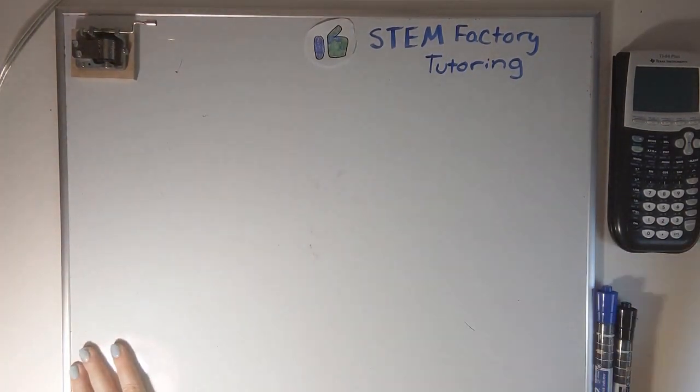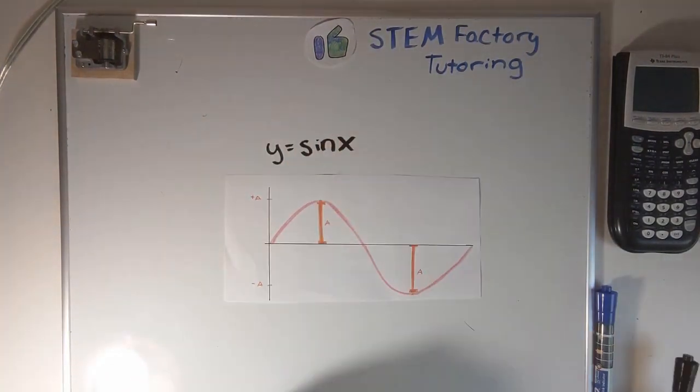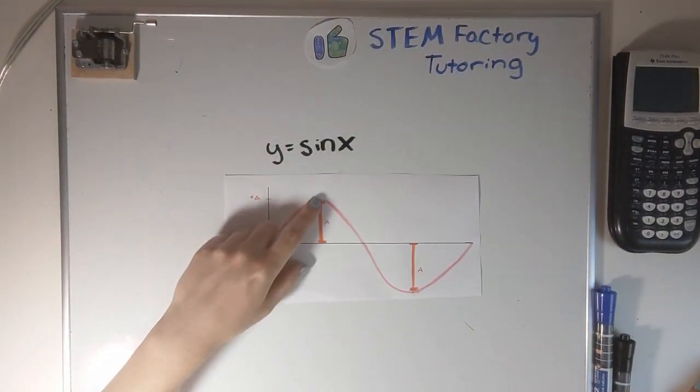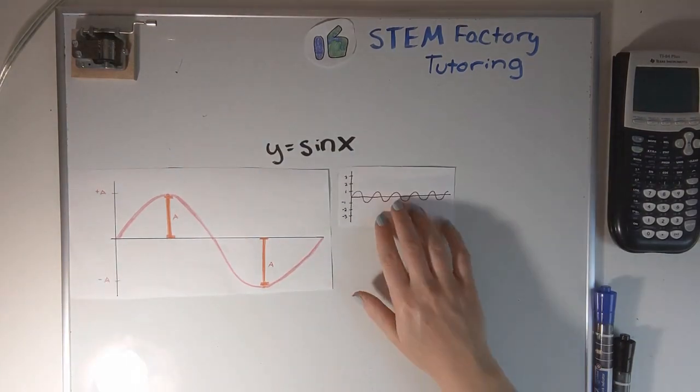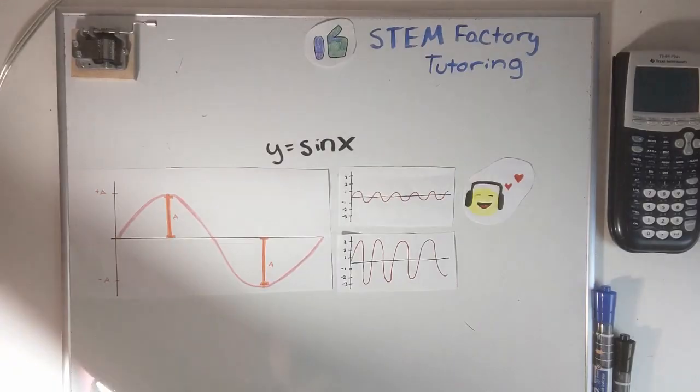We often represent sound as a sine graph, with the amplitudes, or those high and low points on the graph, representing the highest and lowest possible pressures the sound wave can achieve. The bigger the amplitude, the louder we hear the sound.